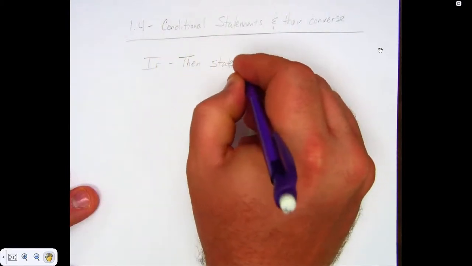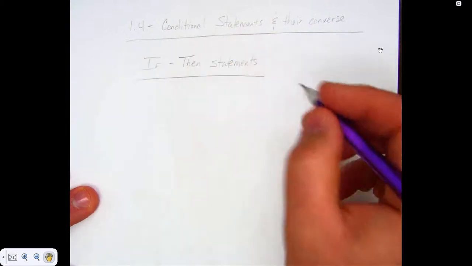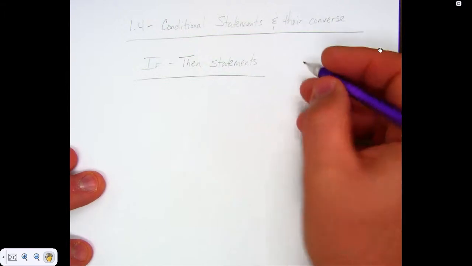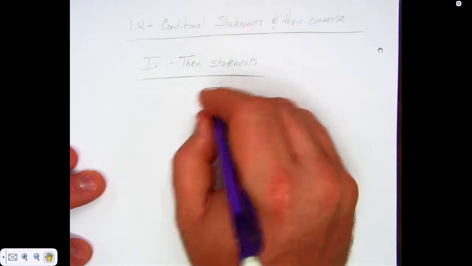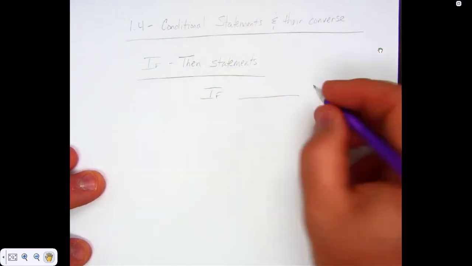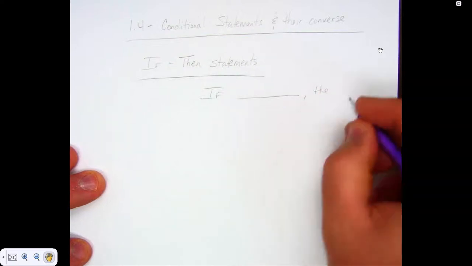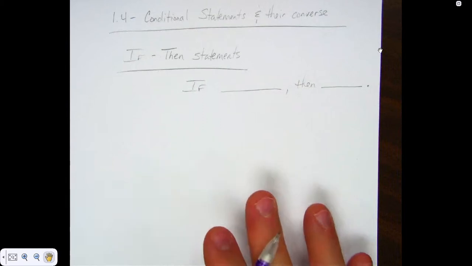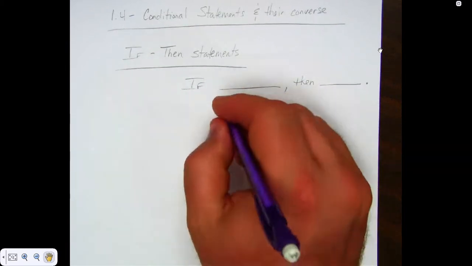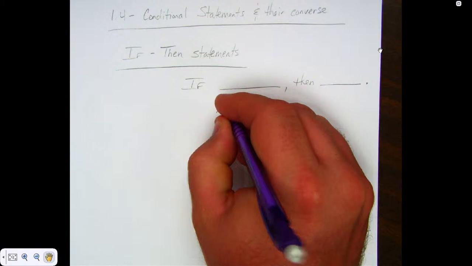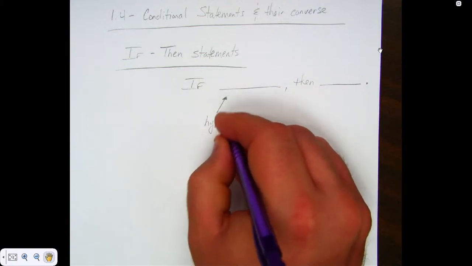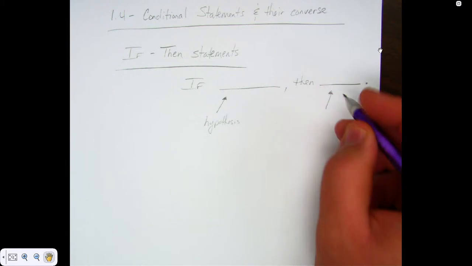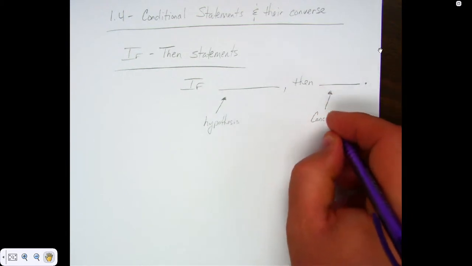Can anybody see that okay? If-then statements. An if-then statement is basically a statement in the form: if something happens, comma, then the other. Okay? And when you have an if-then statement, the first part, the part that goes with your if, is called your hypothesis. The part that goes with your then is your conclusion.